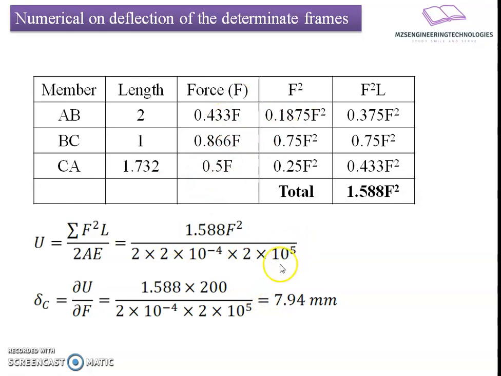So with this we'll end today's session. We'll meet in the next section with the introduction to the indeterminate structure and comparison of determinate and indeterminate structures.